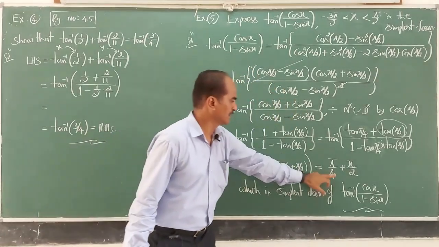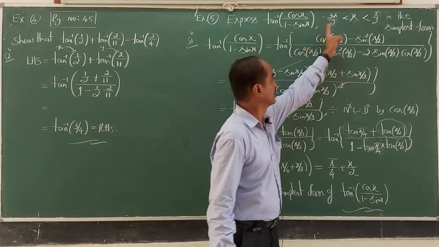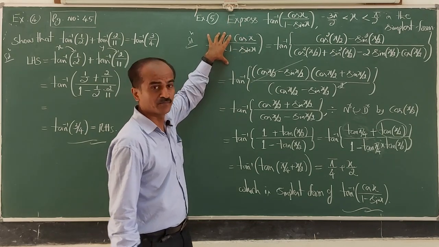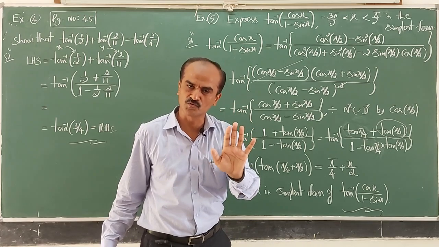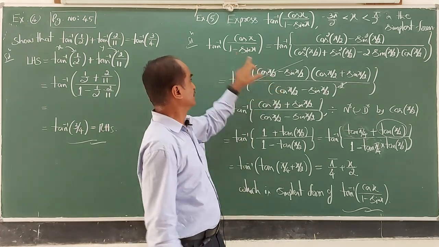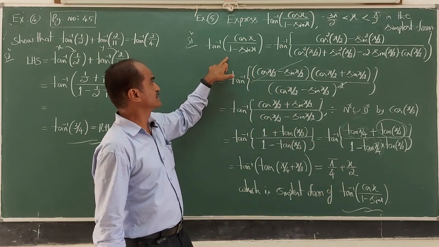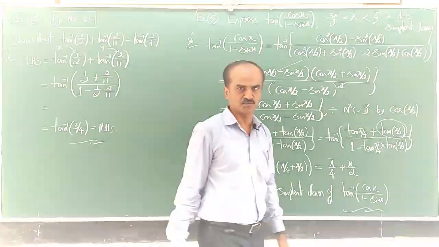These two are equivalent, they are one and the same. If you take any value of x in this interval, the value that tan inverse of cos x by 1 minus sin x will give, this pi by 4 plus x by 2 is also going to give the same value. In that way, this expression pi by 4 plus x by 2 is the simplest form of the given expression. Now, let us take the next question.